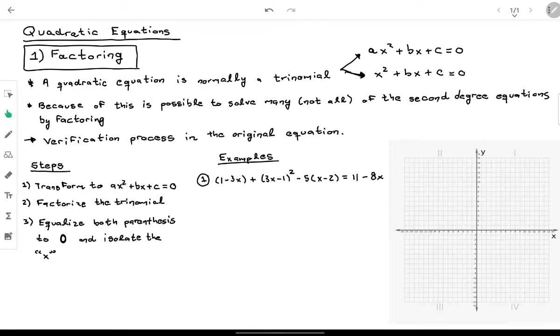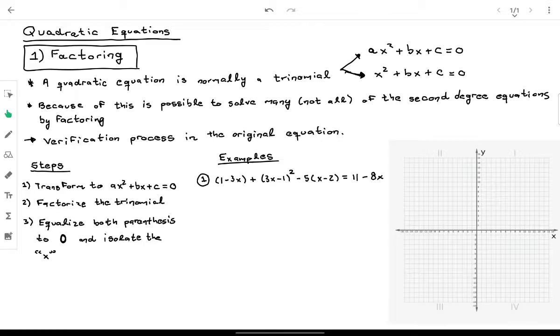But remember that sometimes they will ask you to do the verification process. If they ask you to do it, we need to do the verification in the original equation as always, not on a middle term equation or something like that. We need to make it on the original one. So let's see some examples of how to solve quadratic equations by factoring.